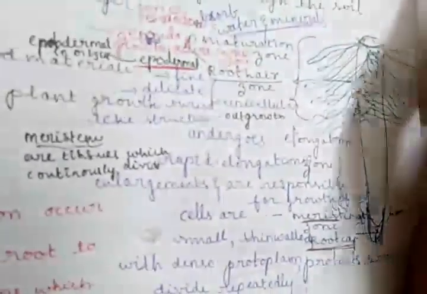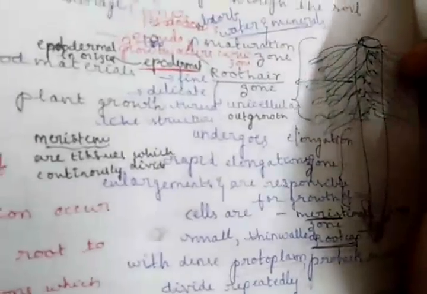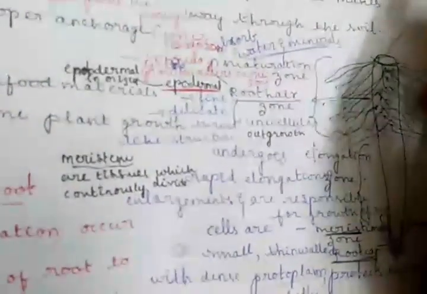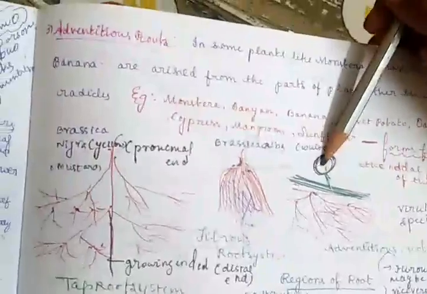I want to tell you one important point. I forgot to say it about adventitious roots and types of roots. Fibrous roots may be adventitious and vice versa is not possible. I told you that the taproot system is seen in dicots, and the fibrous root system is seen in monocots. What about adventitious roots? Here, they are found in both monocots and dicots.